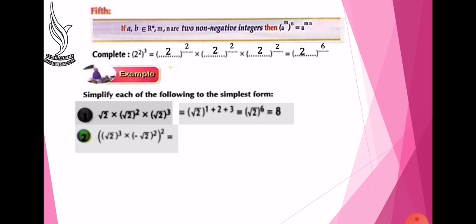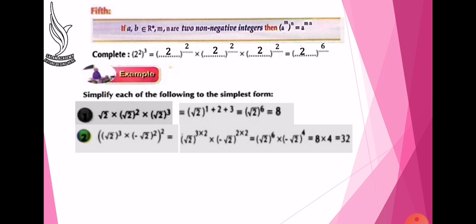Number 2, (root 2^3) times (negative root 2^2)^2. We can say root 2^3 times 2 equals 6. And negative root 2^2 times 2 equals 4. So root 2^6 times negative root 2^4 equals 8 times 4 equals 32.